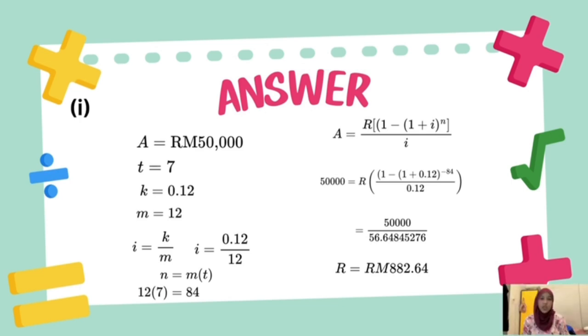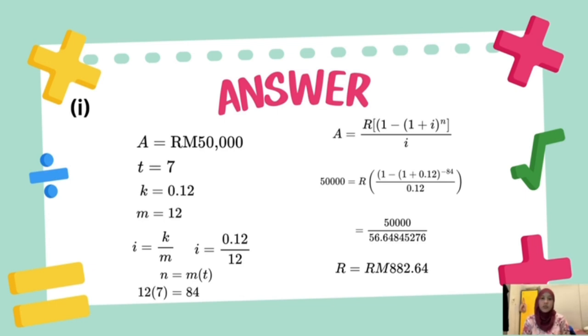These formulas help us calculate the total value of repeated payments depending on the interest rate. For this question, we are given a present value of RM50,000. The time period is 7 years with an interest rate of 0.12 compounded 12 times a year. First, we find the interest per period: I equals K divided by M, so 0.12 divided by 12, which gives us 0.01. Next, we calculate the total number of payment periods, N equals M times T, which is 12 multiplied by 7. So the total number of payments is 84.